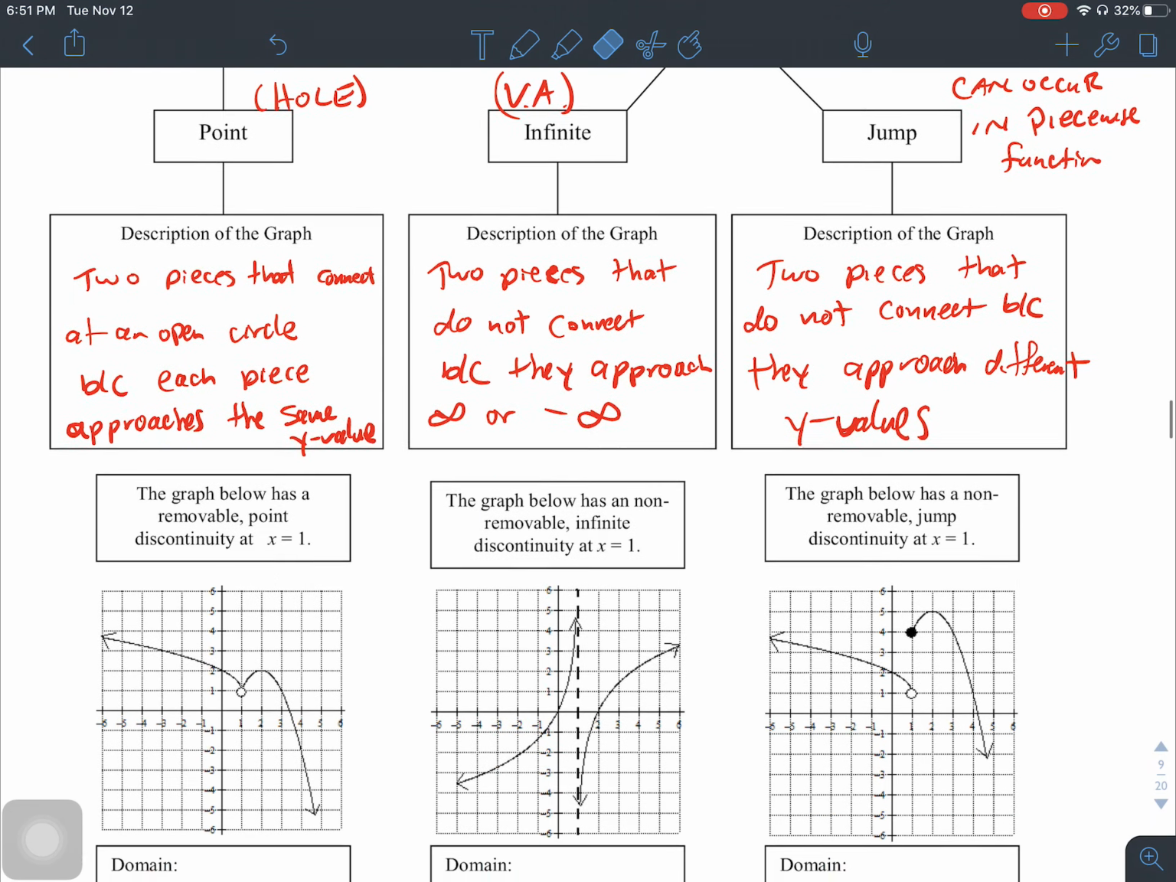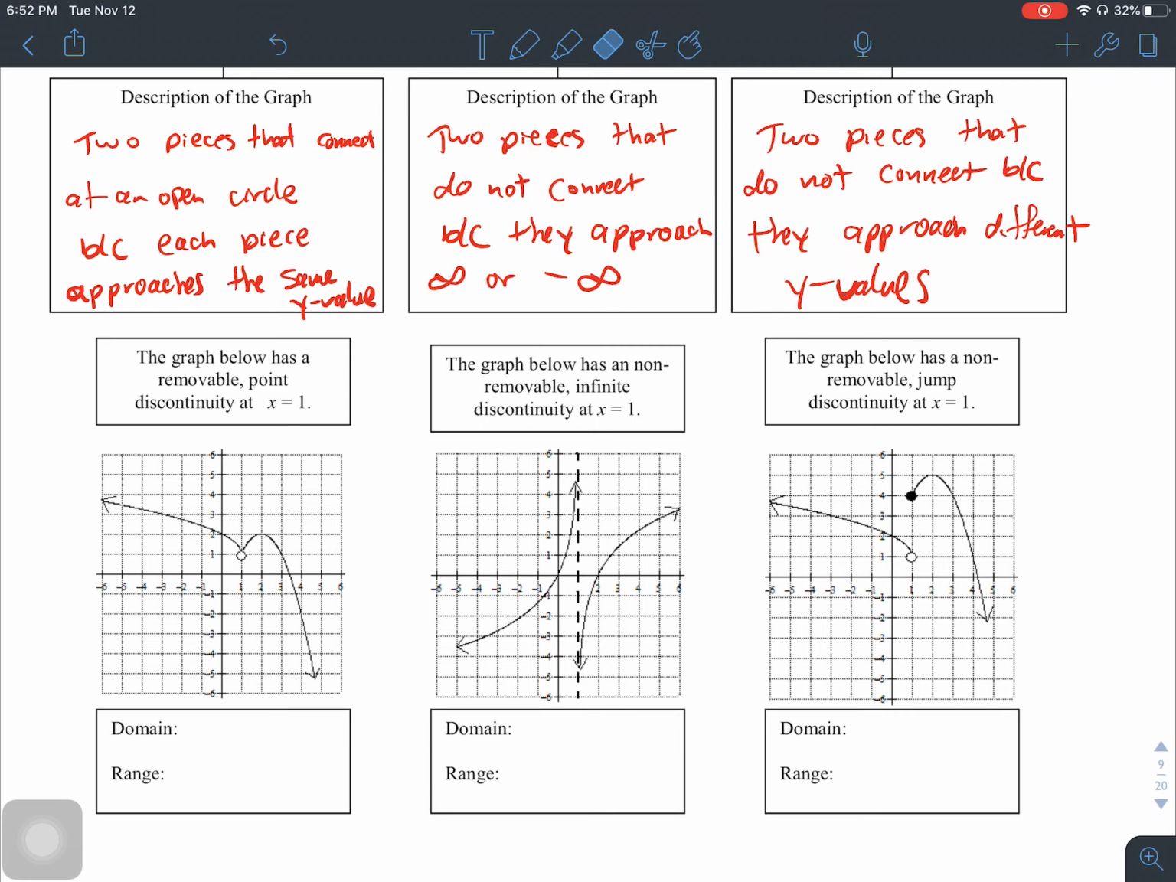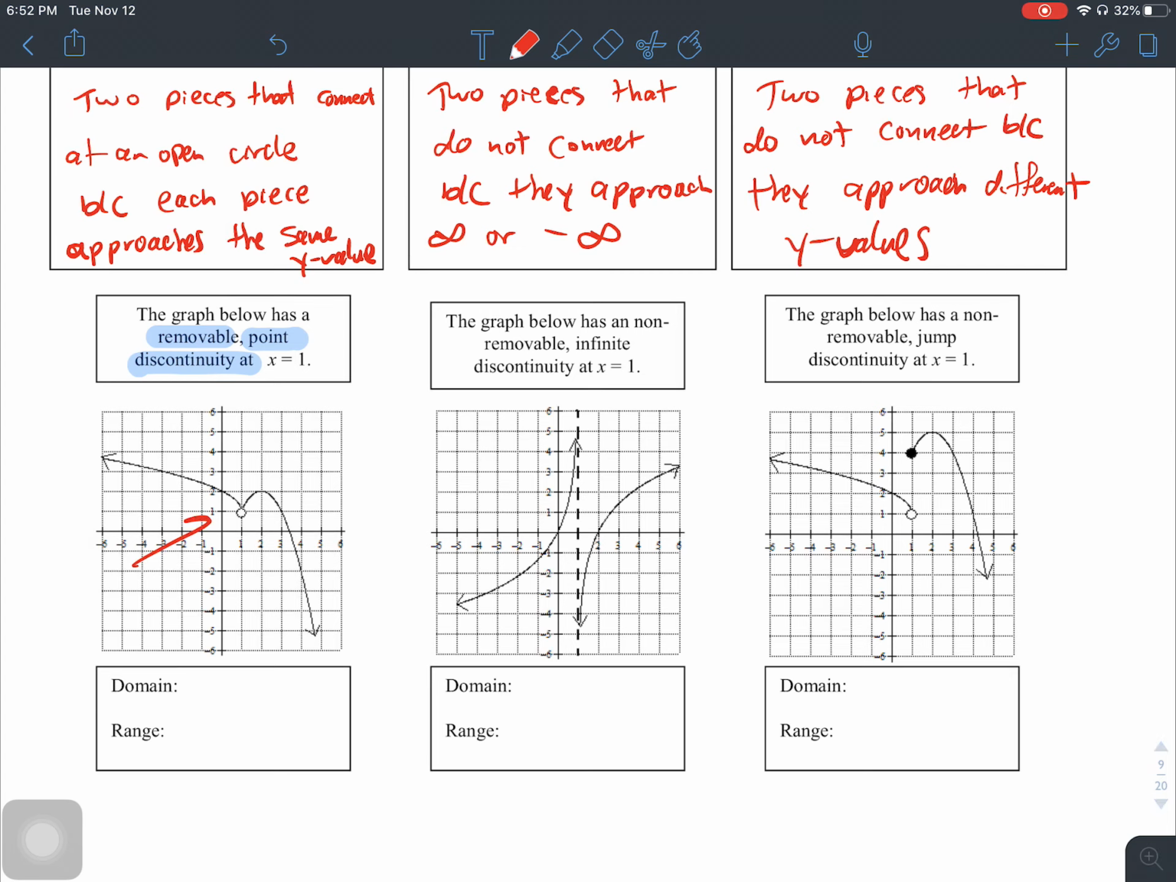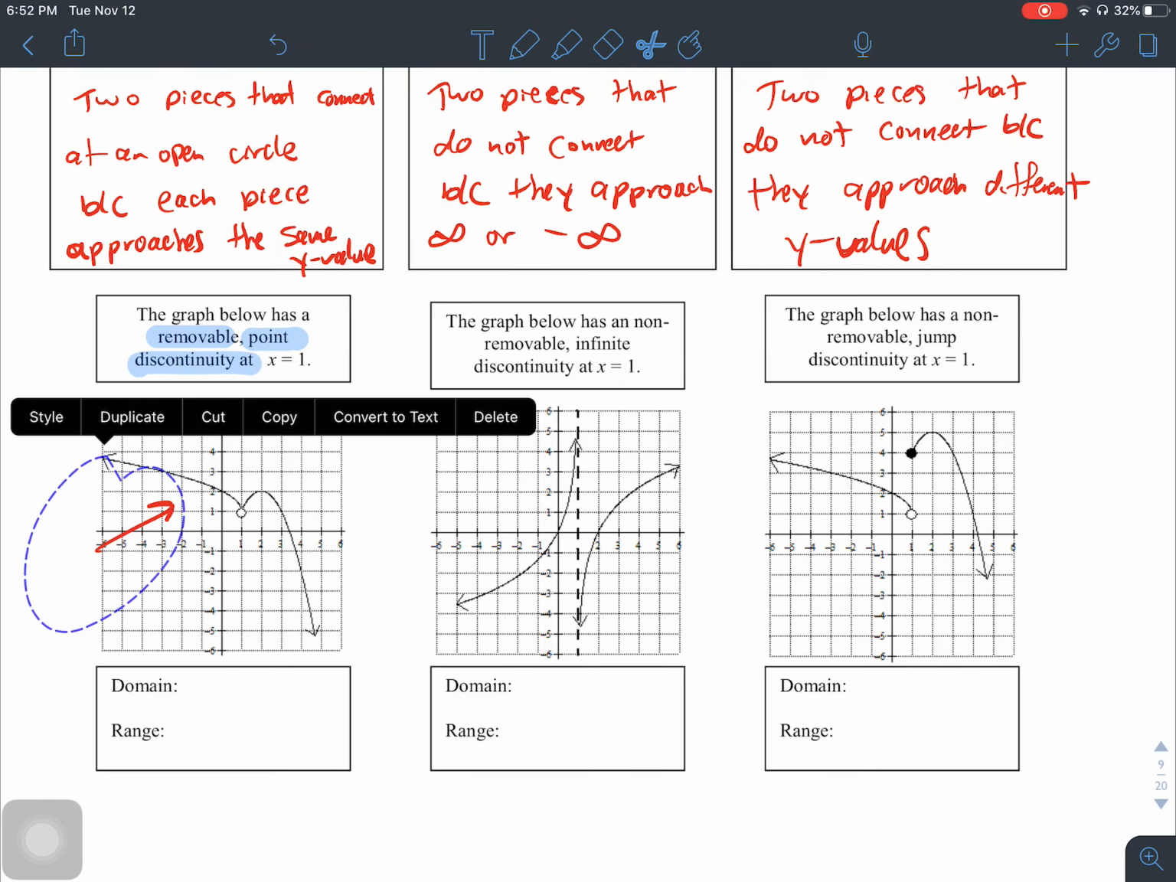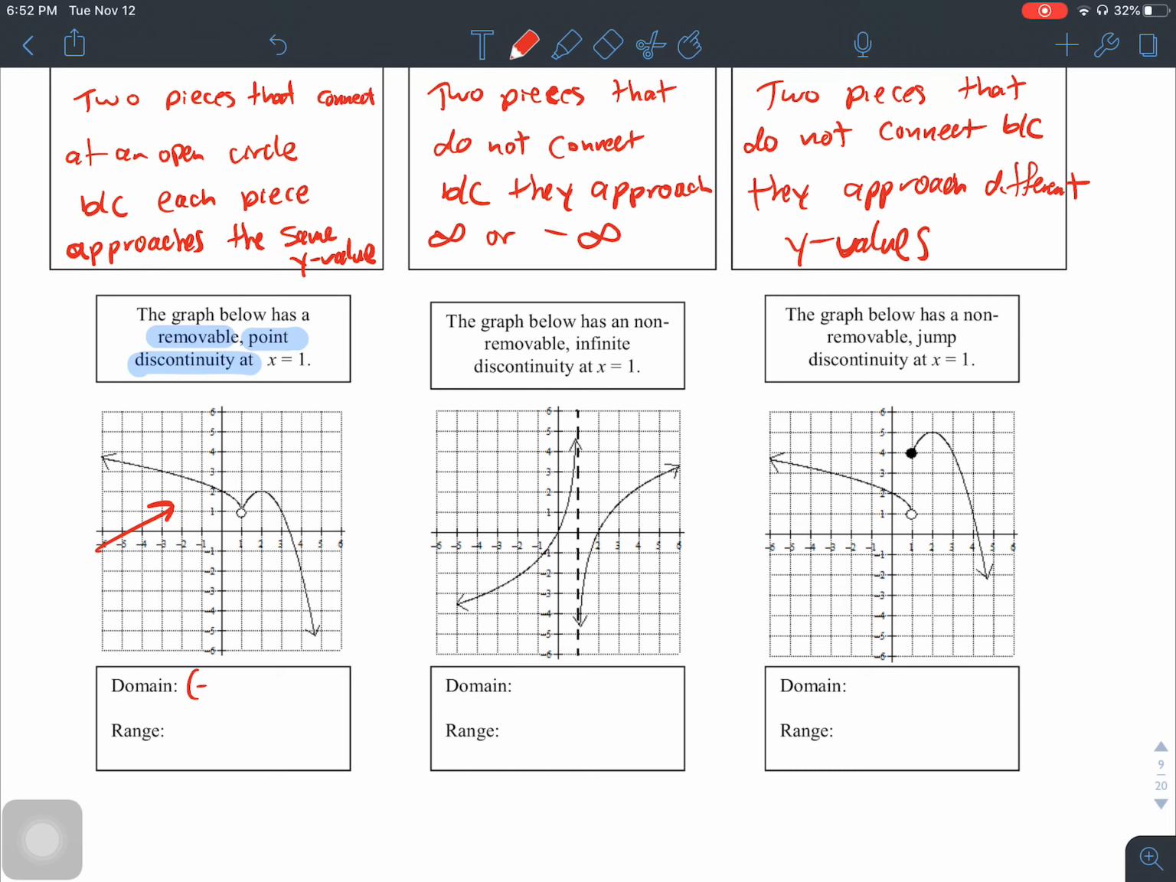Moving down, the graph below has a removable point discontinuity at x equals 1. Now that's being redundant. If it's removable, it's point discontinuity. It means there's a hole in the graph. If we approach x equals 1 from the left, y is approaching 1. If we approach from the right, it's also approaching 1. But there is a missing point at 1. The domain for this is negative infinity to 1 in union with 1 to infinity.